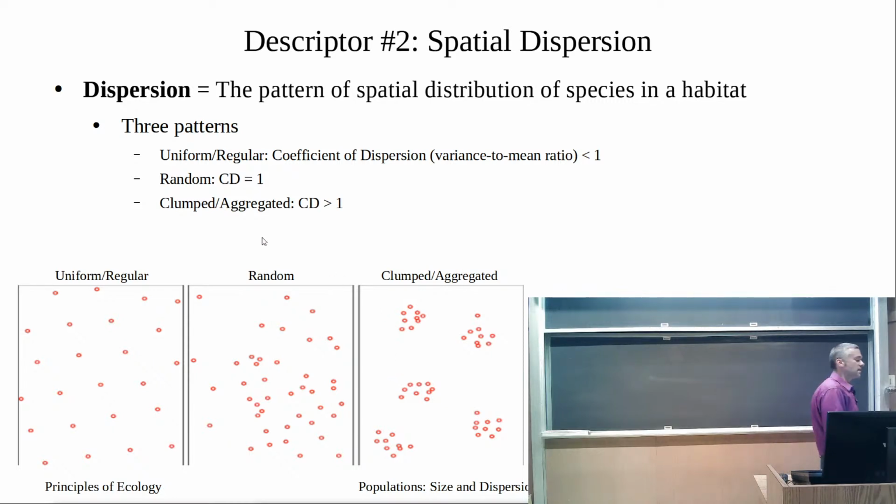We detect these based on something called the coefficient of dispersion, which is basically just a variance to mean ratio. It looks at the variation in our numbers and our data and compares it to the average. Because when we deal with spatial patterns, if it's random, the variance and the mean are going to be equal. So if our variance and mean is equal, then that suggests we have a random pattern. If our variance is less than our mean, it suggests we have a uniform or regular pattern. If our variance is more than our mean, then we have a clumped or aggregated pattern.